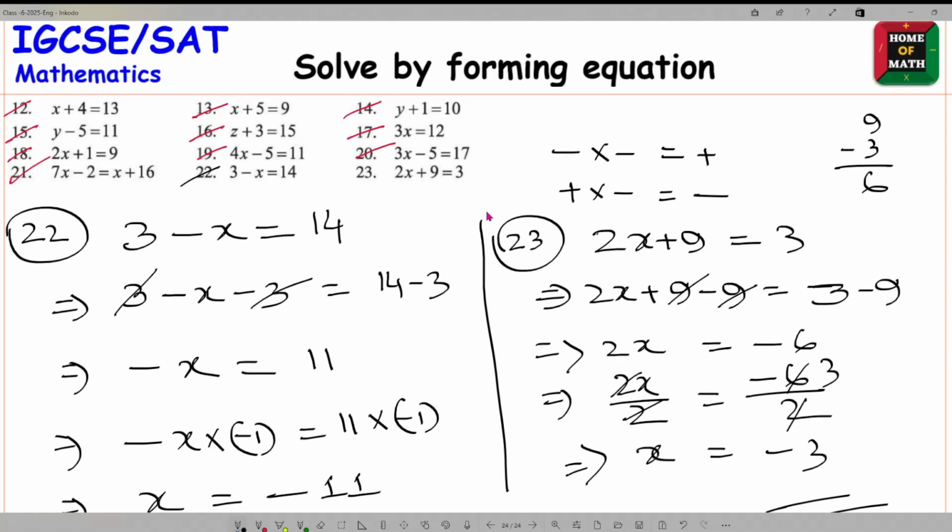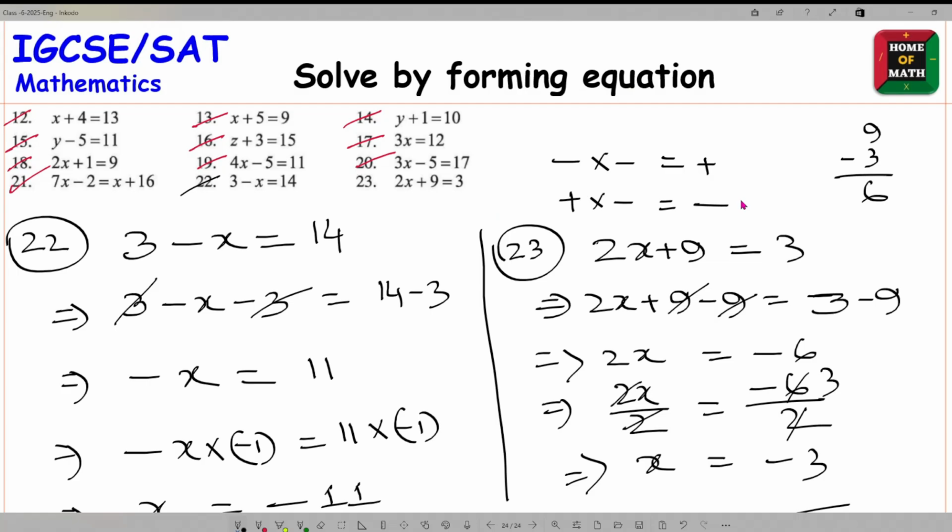So in this video we are solving forming equations, lots of forming equations, and it's important because we have to know about our basics. So for basic practice we try to solve these kinds of simple equations.